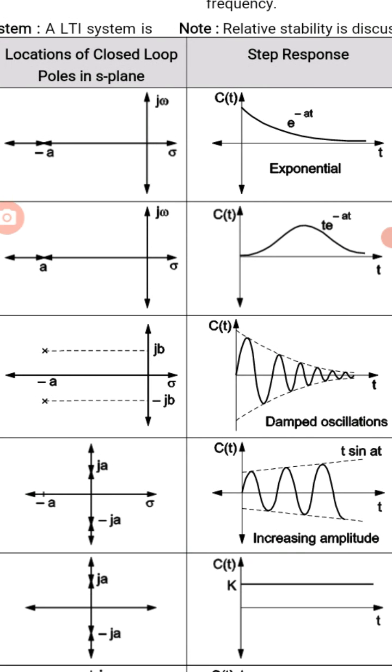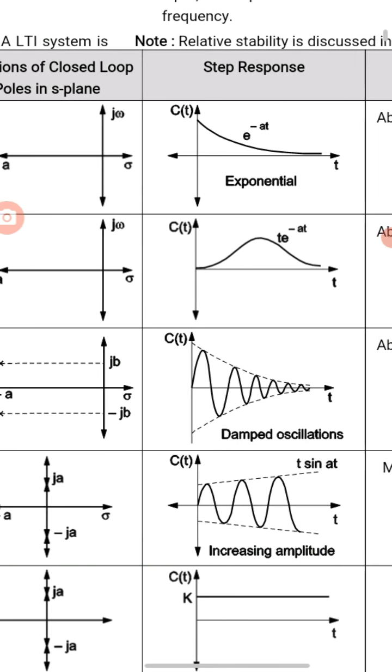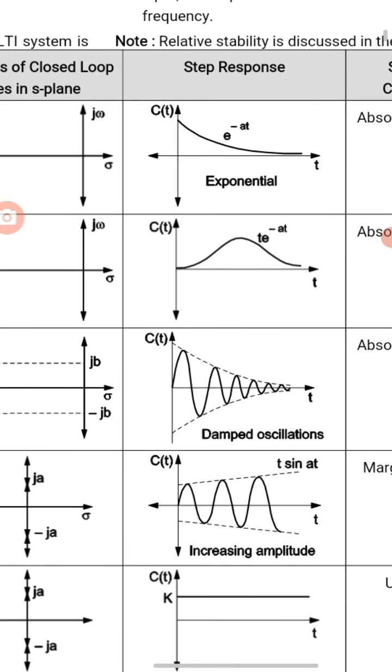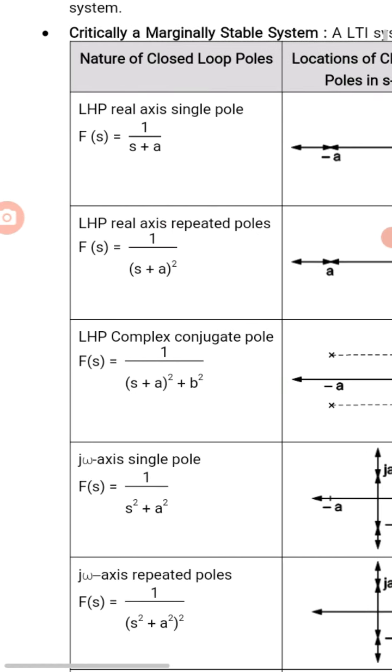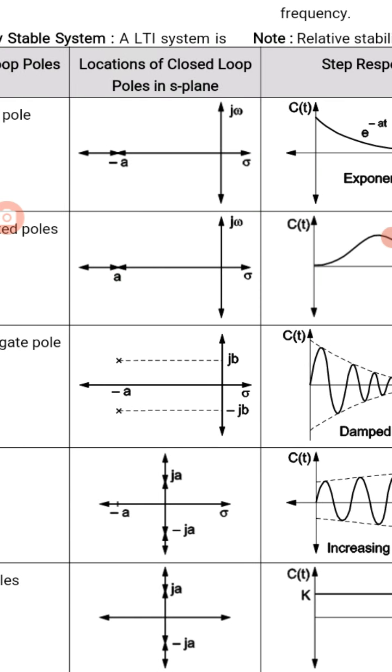If poles are real, then system response will be decreasing, or it is called an absolutely stable system. That means after certain time period that system will become stable. If poles lie on the left hand side, then it will be an absolutely stable system if poles are 2.